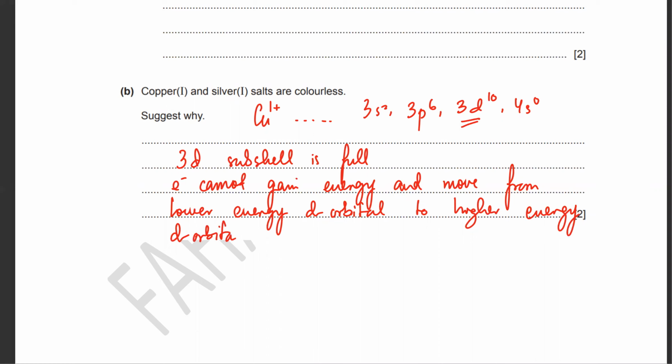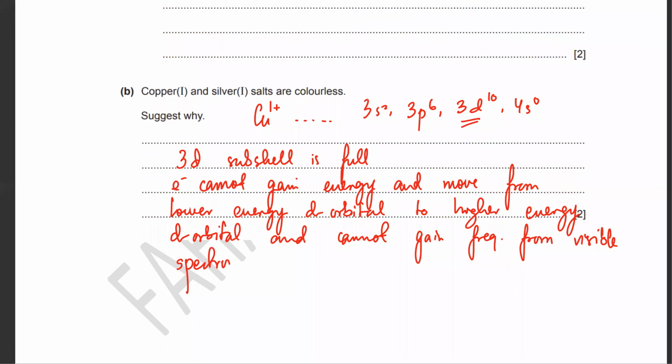So that's one. The electrons wouldn't be able to do that, and cannot therefore gain frequencies from the visible spectrum. So can you explain this point, the electron transfer? For silver, I'm not sure. You would have to write the electronic configuration of silver. I'm not sure how many electrons it's got, but it would probably be the same thing.